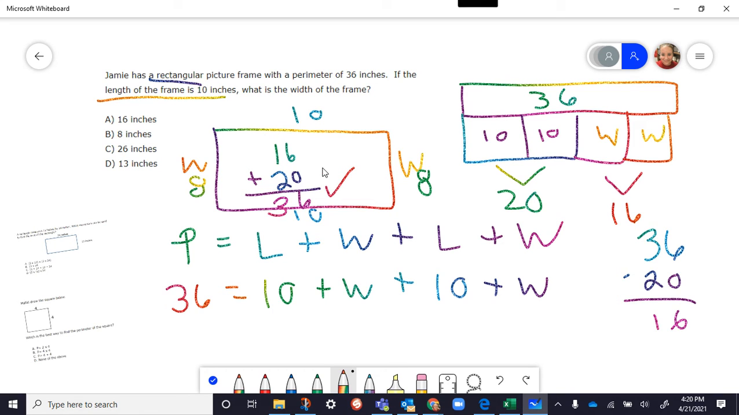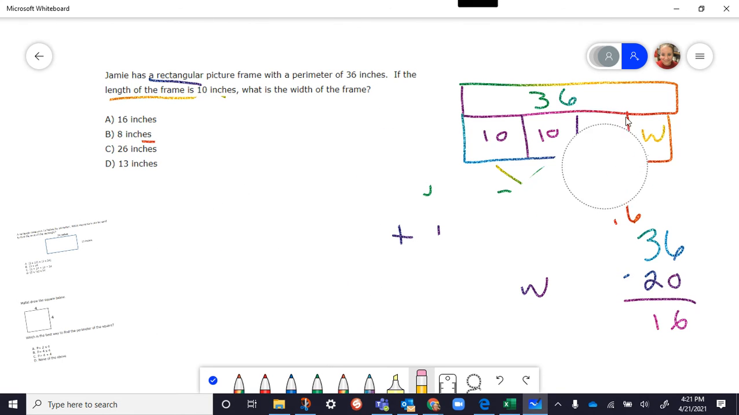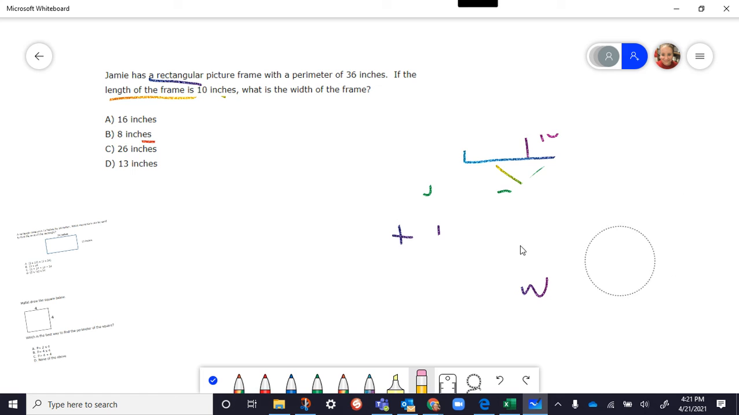So 36. Uh-oh. No, what's the width? Sorry, I got confused for a second there. All right, width. 8 inches. All right, let's get that out of here. Let's see if this is faster.